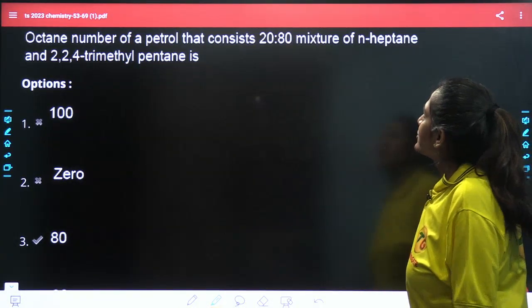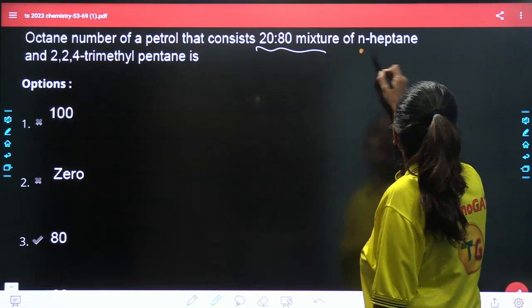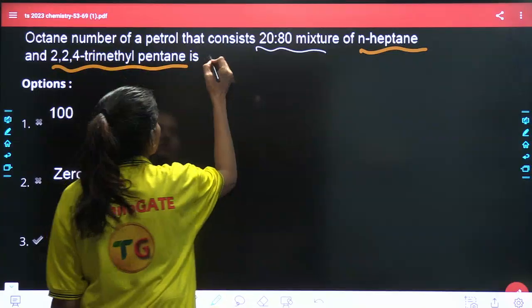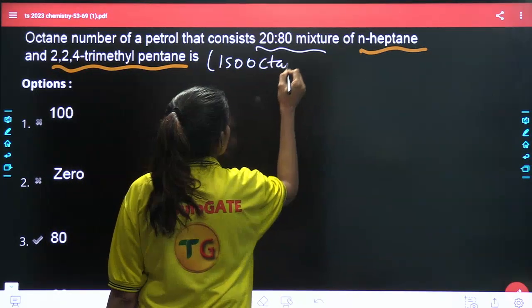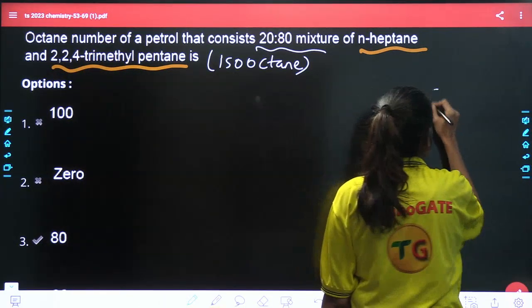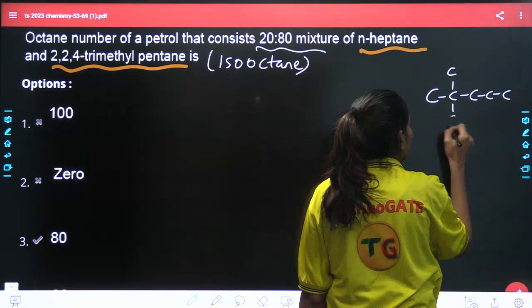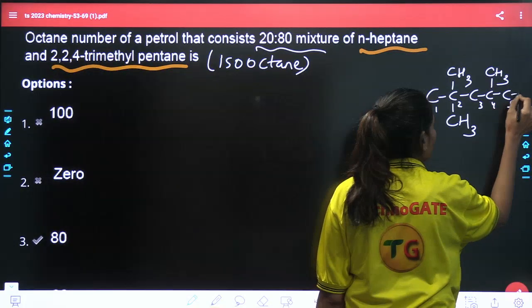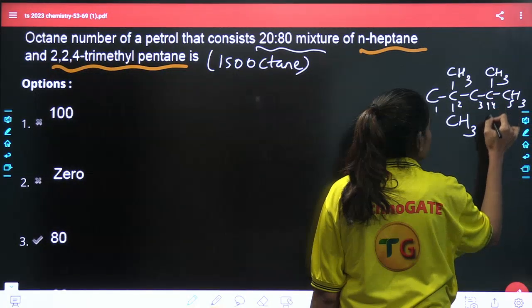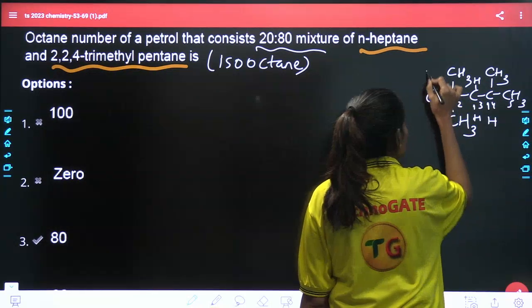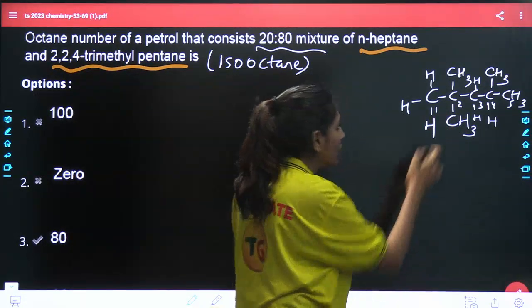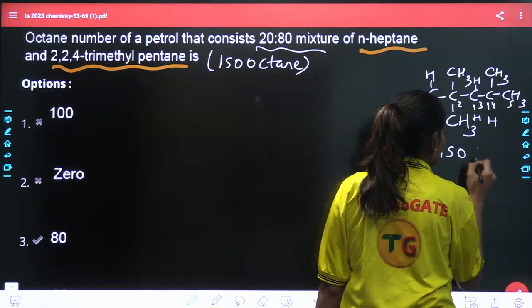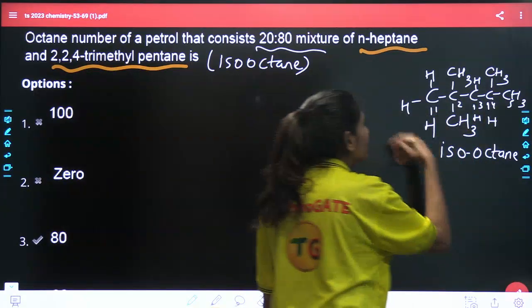Okay, octane number of a petrol that consists of 20 to 80 ratio of anhapten and 2,4 trimethyl pentane. Okay, so what is 2,4 trimethyl pentane? It is nothing but isooctane, like pentane, like this. Okay, this is 1, this is 2, this is 3, this is 4, this is 5. This is 2,4 trimethyl pentane. This is nothing but what? Isooctane. If you count all the carbon atoms, there are in total 8 carbon atoms.